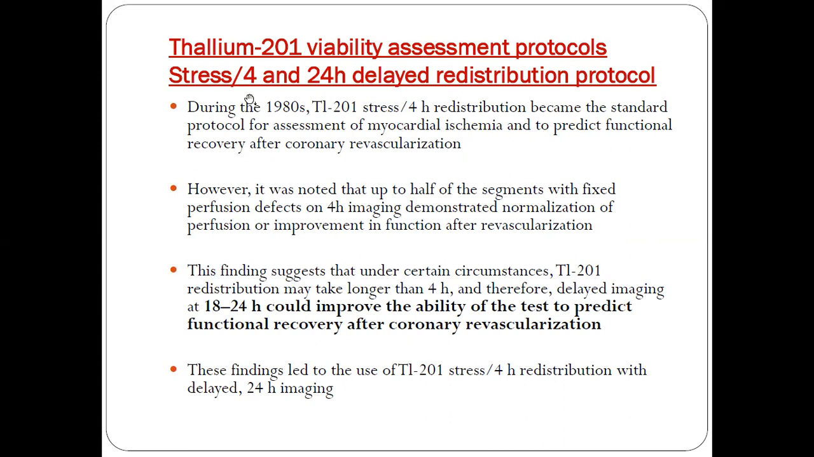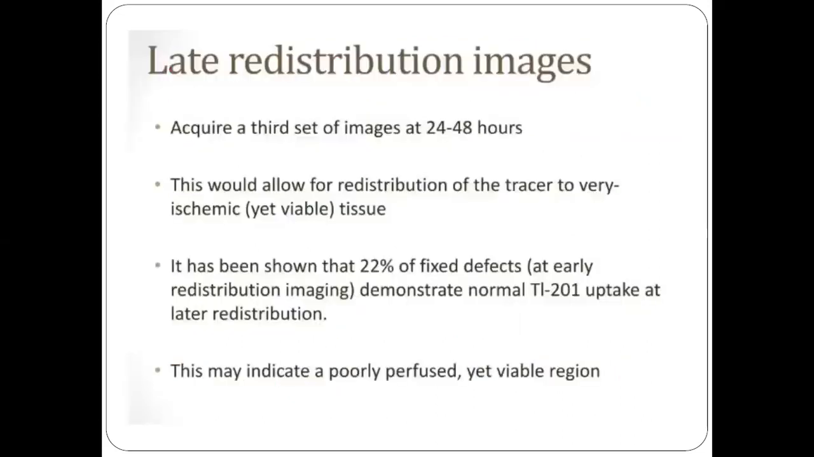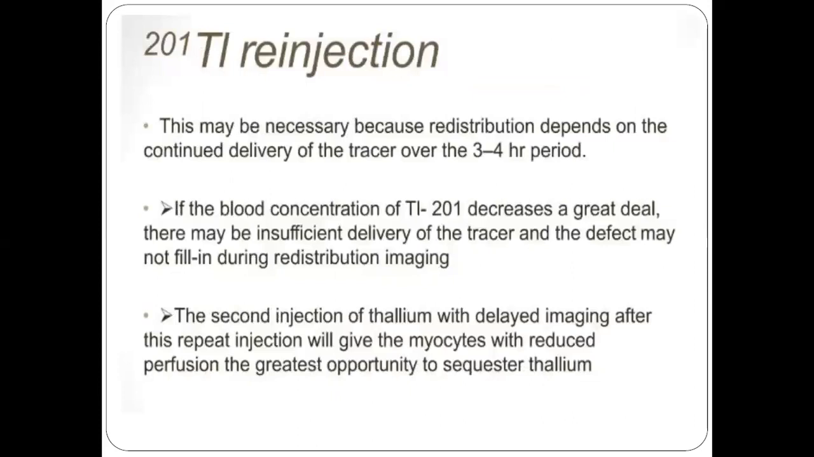You can take the stress test at 4 hours, and the 24-hour delayed redistribution protocol has been followed. It has been seen that imaging at 18 to 24 hours could improve the ability of the test to predict functional recovery after coronary revascularization. So for late redistribution, images are acquired as a third set at 24 to 48 hours. This would allow redistribution of the tracer to very ischemic but viable tissue. Then 22% of fixed defects initially can later show thallium uptake.